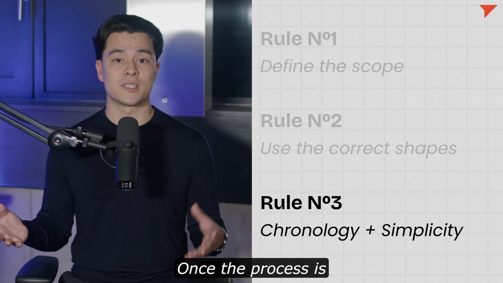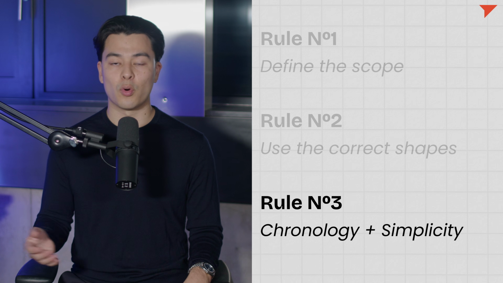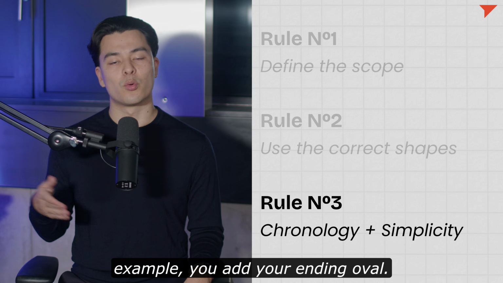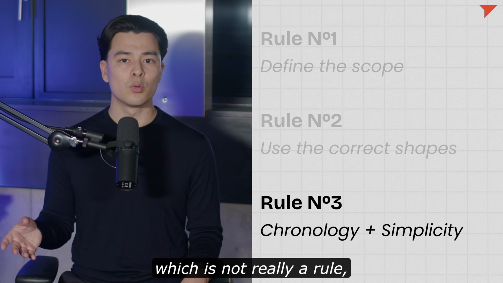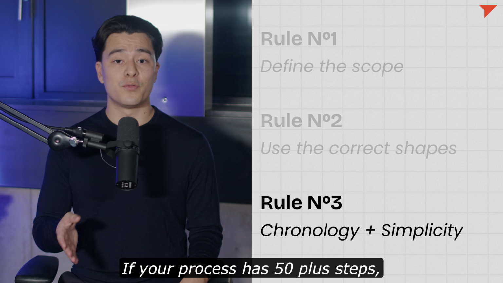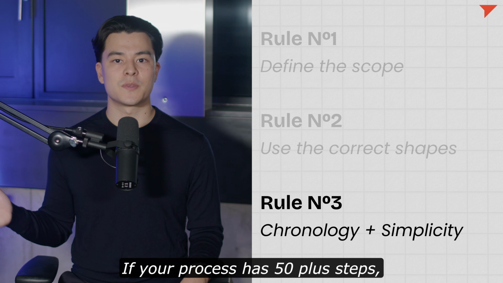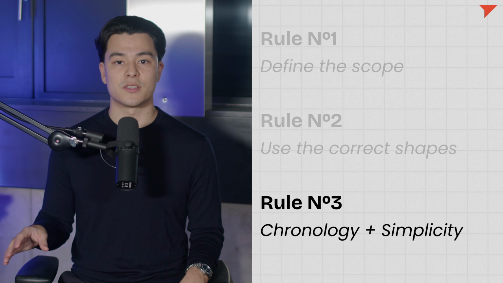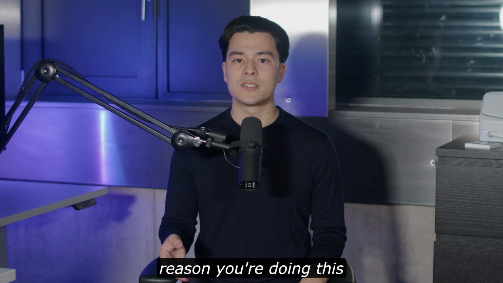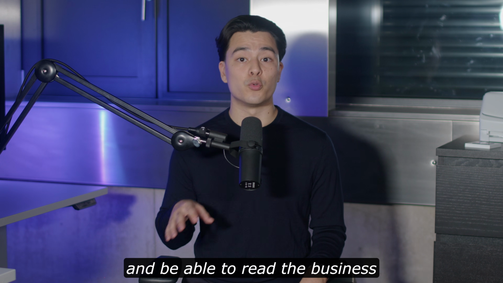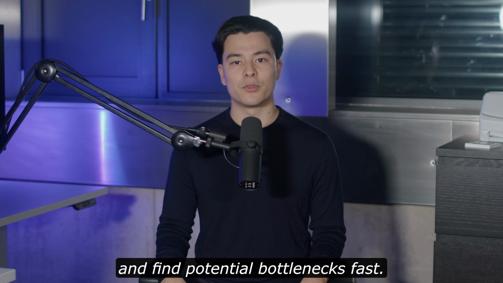Once the process is finished, with a service delivered or payment received, for example, you add your ending oval. And finally, my last piece of advice, which is not really a rule, is to keep those maps simple. If your process has 50 plus steps, maybe it's worth creating sub-processes to keep things as simple as possible. Because remember that the reason you're doing this is to understand the business and be able to read the business and find potential bottlenecks fast.